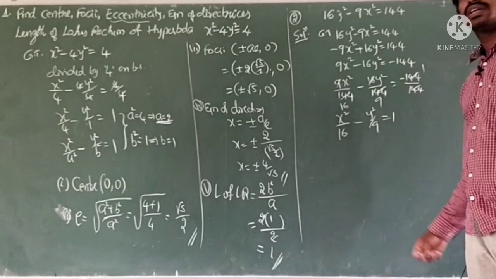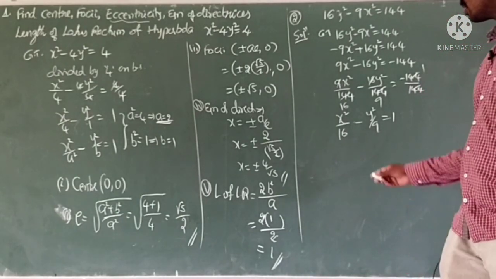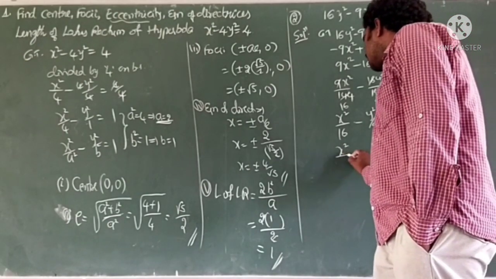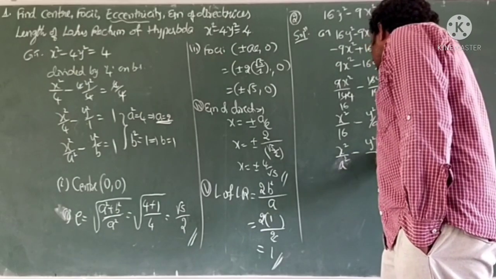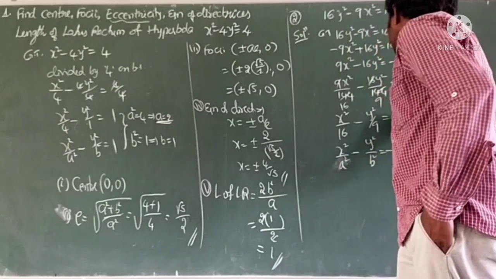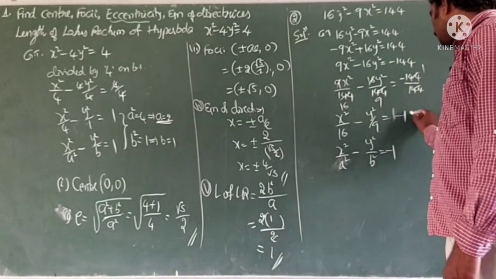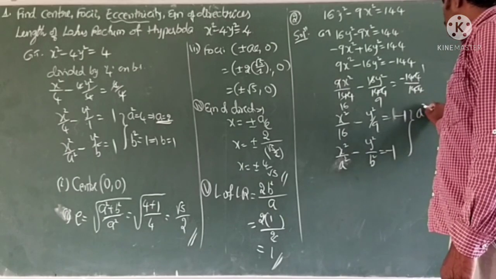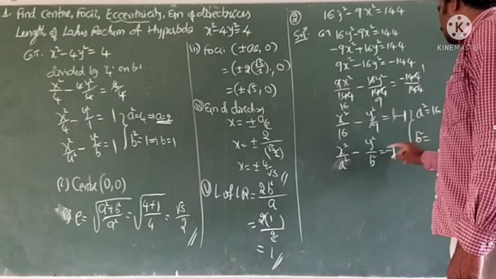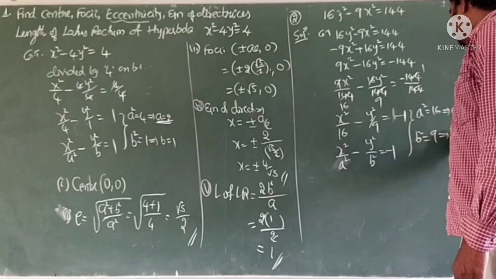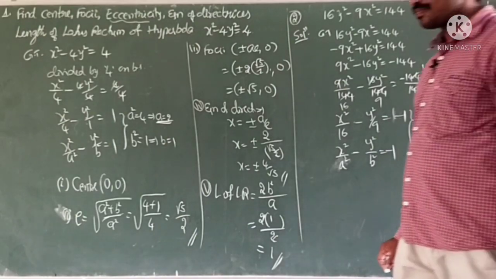So this is a conjugate hyperbola, case 2. x square by a square minus y square by b square is equal to minus 1. Since it is minus 1, it is a conjugate hyperbola. So a square is 16, that implies a is 4, and b square is 9, so that implies b equal to 3. And immediately find the eccentricity value.